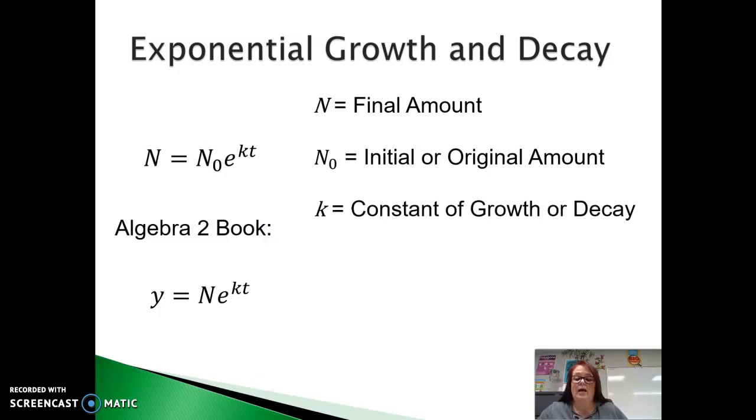So what decides if it's growing or decaying is the sign. If the k value is positive, then you're talking about growth and your values are getting larger. If things are dying off, decaying, then that means that the growth is negative and your numbers should be getting smaller. And then t is representing time. And notice they weren't specific because time could be in years or it could be in minutes. It depends on what your rate of growth or decay is in.